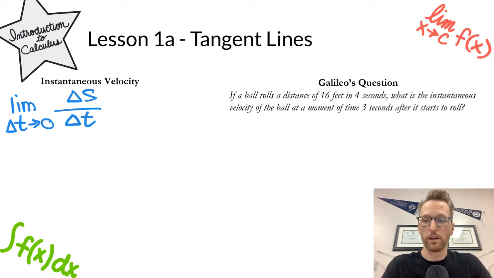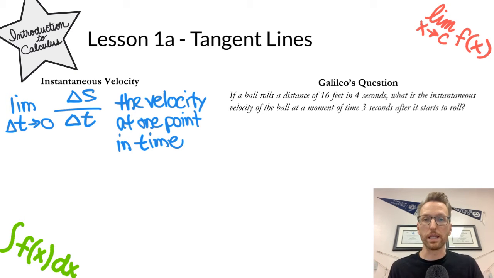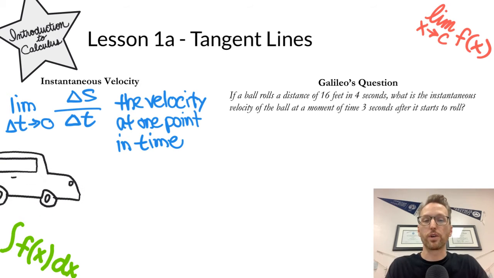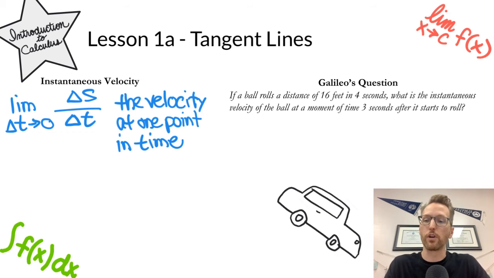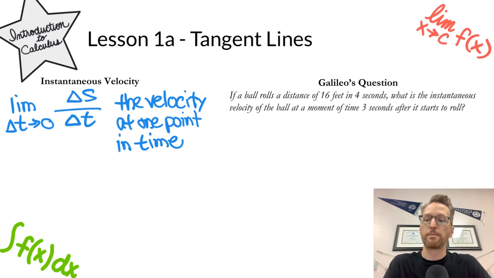And we don't write the "of." This is the velocity at one point in time, the instantaneous, the velocity at that moment, in an instant, right now, right then. My best example of this is when you're driving a car. You know your instantaneous velocity. It's right on your speedometer. It's called speed because you're moving forward. It's always positive. So let's talk about Galileo's question.